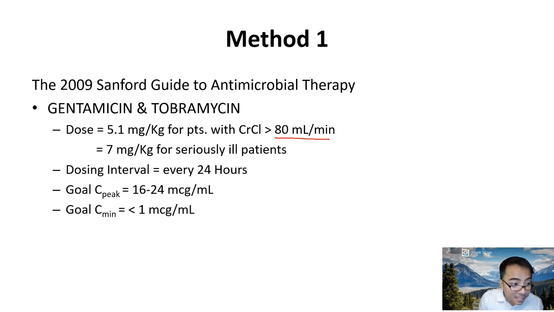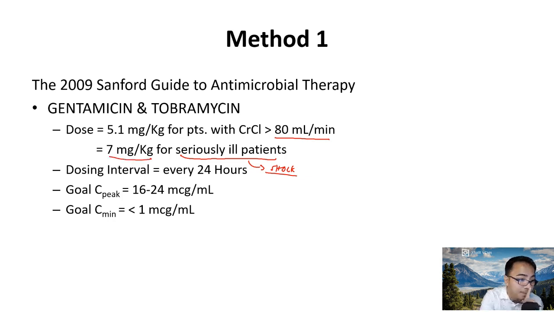Now, if the patient is seriously ill, what is the category of seriously ill? Non-responsive, the patient is in shock. It could be cardiogenic shock. Or the patient is really severely ill, class. You will see they are not eating, losing weight, on TPN. Our patient is already on TPN. Then we increase the dose, class, from 5.1 to 7 milligrams per kilogram body weight.